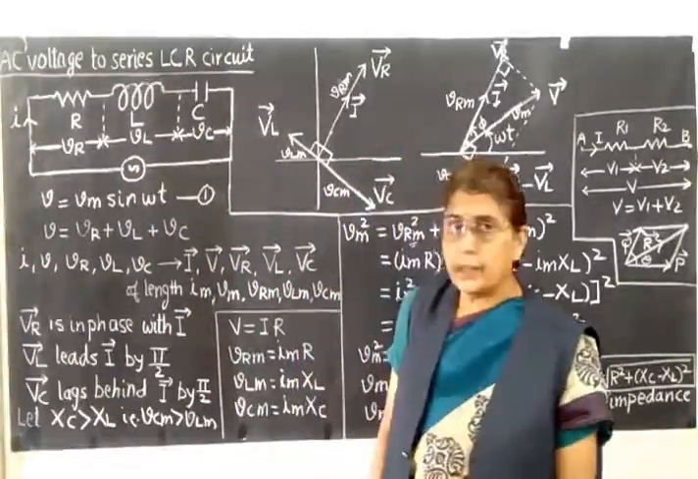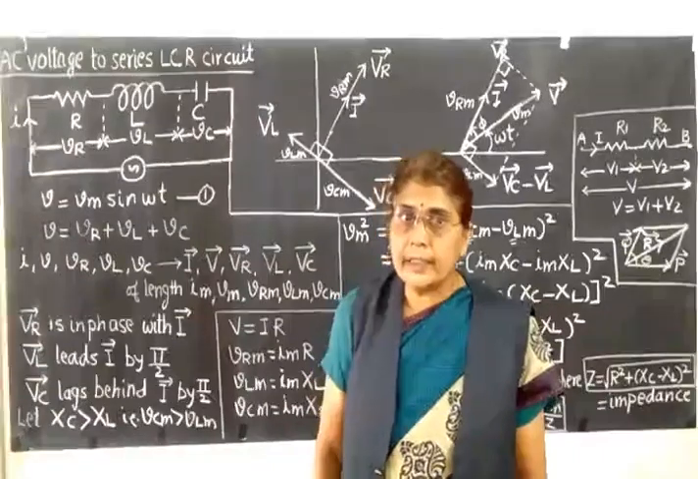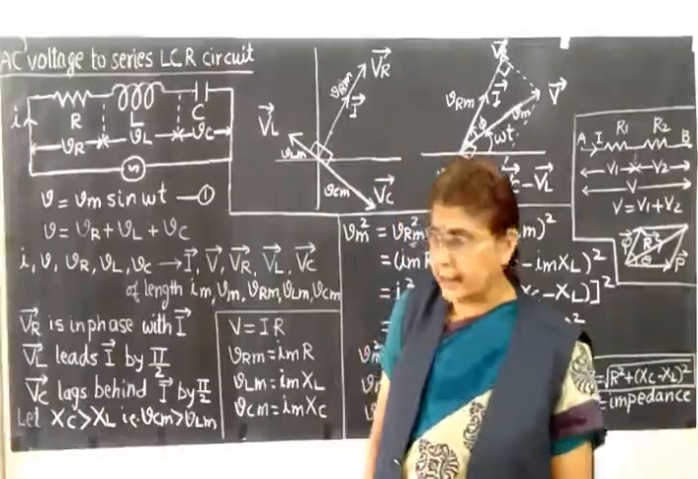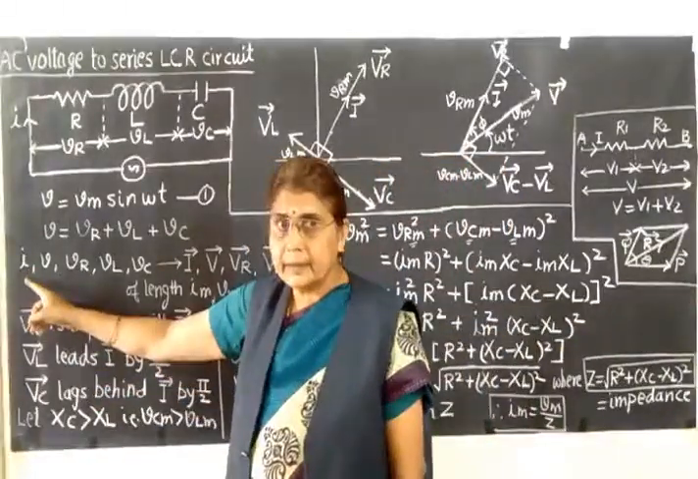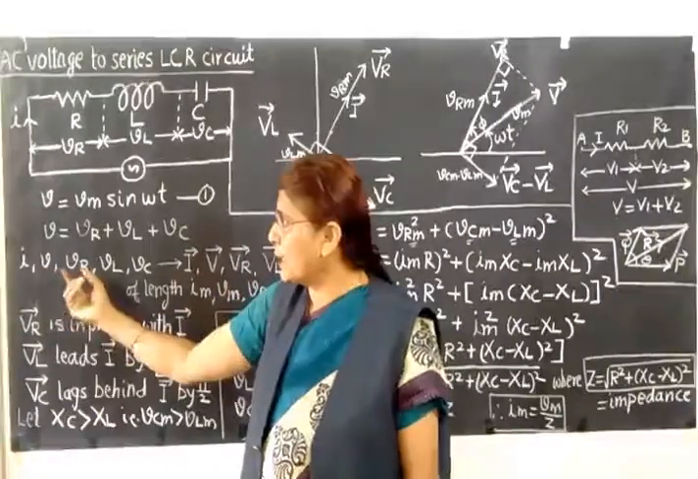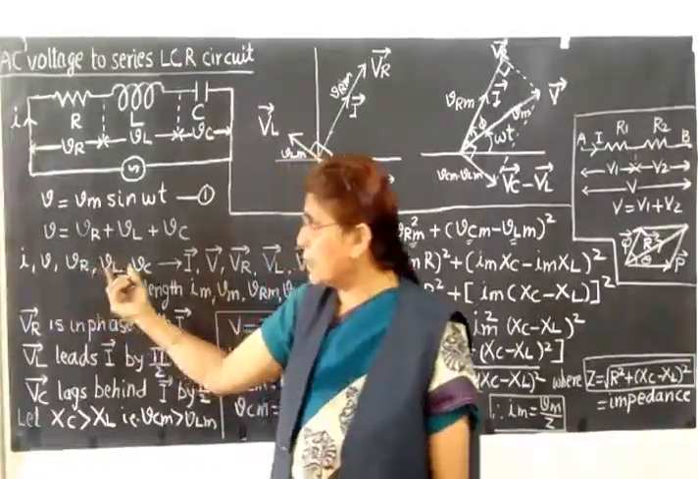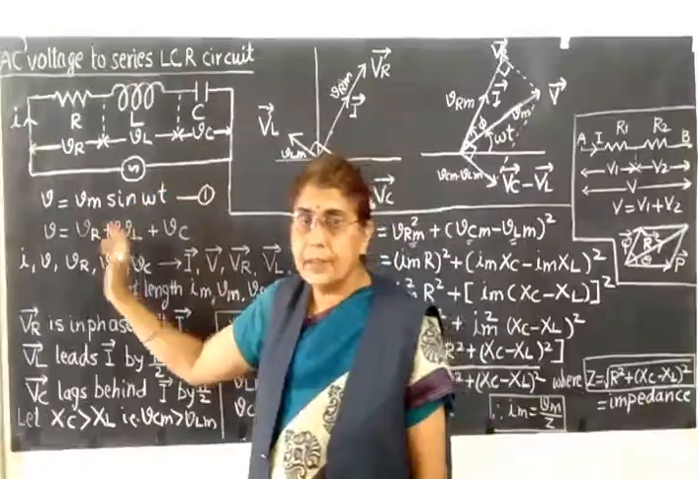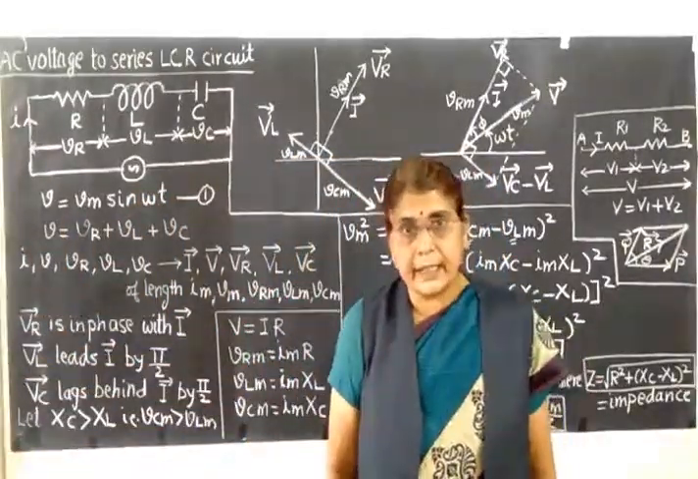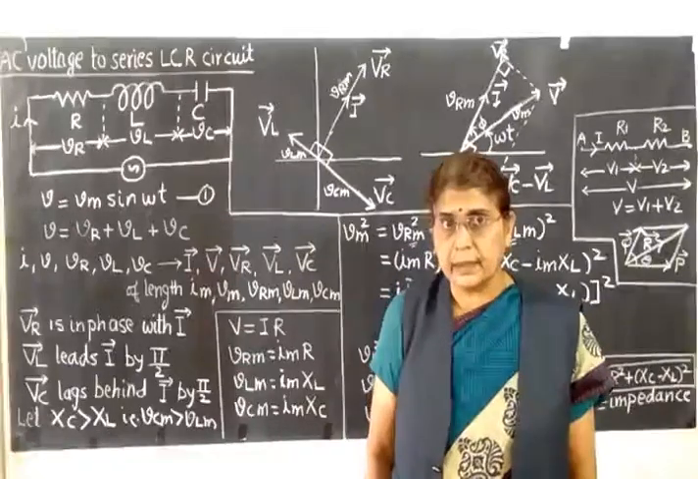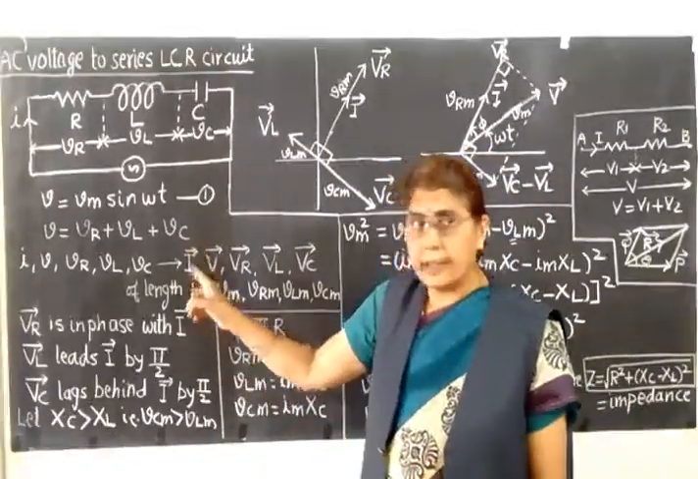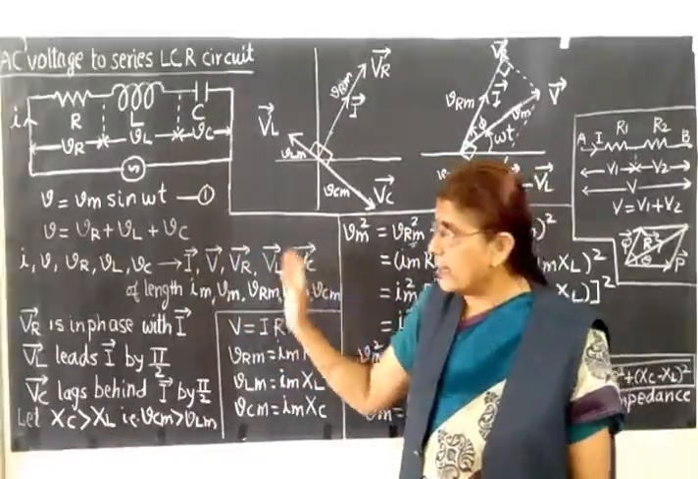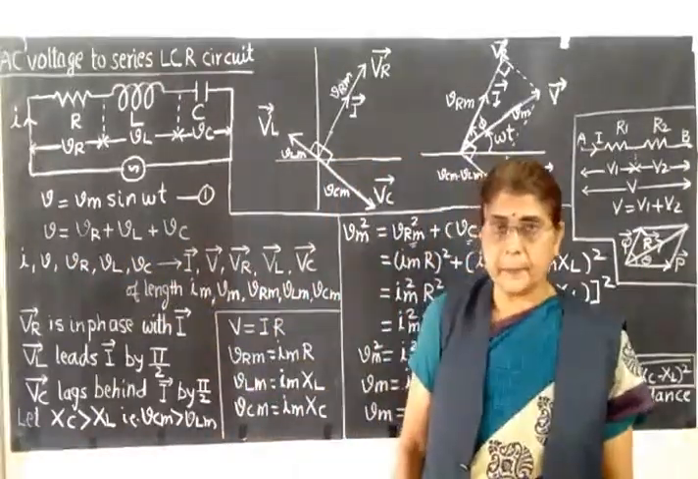Now to find out the resultant voltage, let us show all the voltages and currents for LCR circuit by their respective phasors. That is, current I in the circuit, applied voltage V, voltage across resistor VR, voltage across the inductor VL and voltage across the capacitor VC. All these different voltages and currents, they are represented by their respective phasor vectors. What are the phasor vectors denoted as? Vector I, vector V, vector VR, vector VL and vector VC. They represent these different quantities respectively.